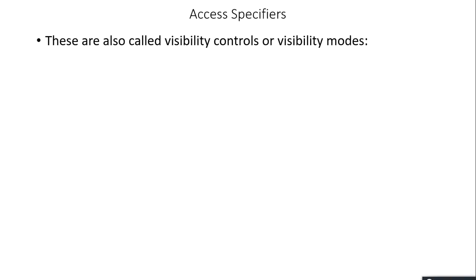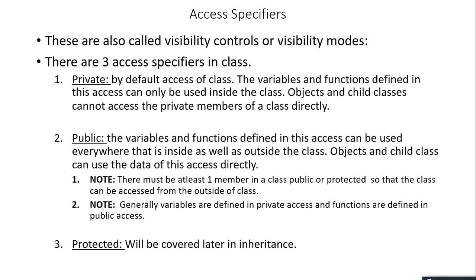Okay, sorry for that. Now what are the access specifiers? They are also called visibility controls or visibility modes. Okay, there are three access specifiers in a class, that is private, public and protected. By default, the variables of a class or the methods of a class are in private access. So if you forgot to give any access specifier, then class will generally consider it as a private data because of the security, and this data will not be available to the objects and child classes.